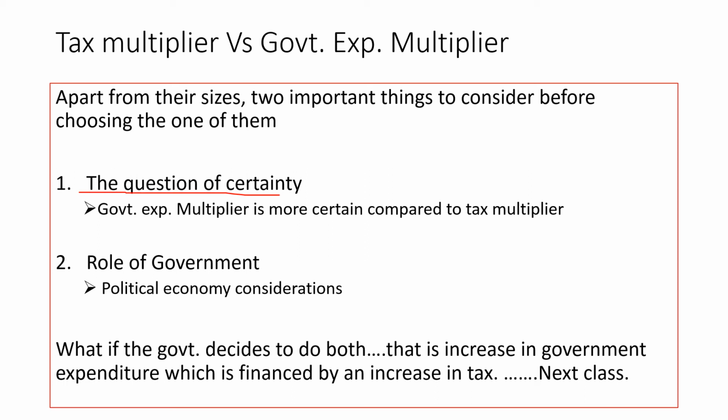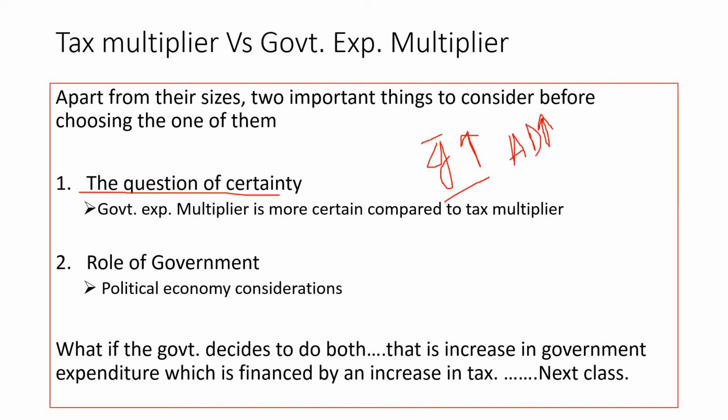Remember, in the case of the government expenditure multiplier, when you have increased government expenditure, that's going to work certainly. Why? Because G is a component of aggregate demand. So if you increase G, aggregate demand AD is going to increase certainly. There is no uncertainty involved here. So AD will increase certainly.